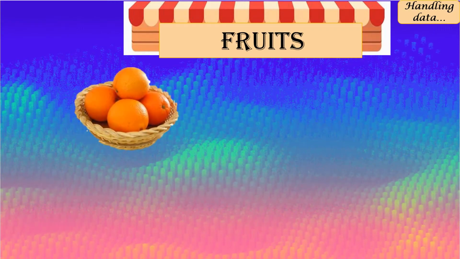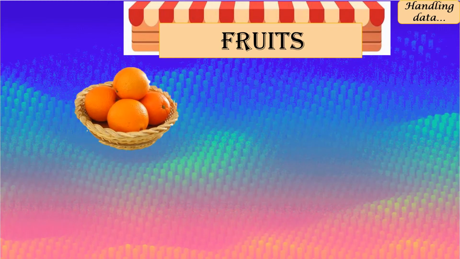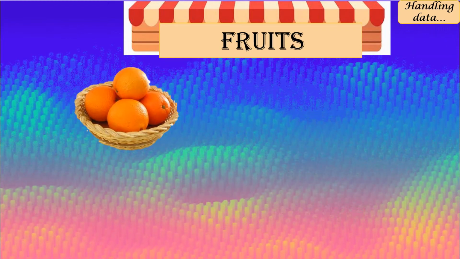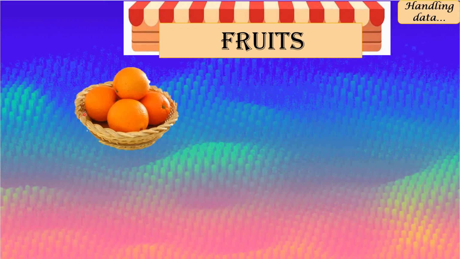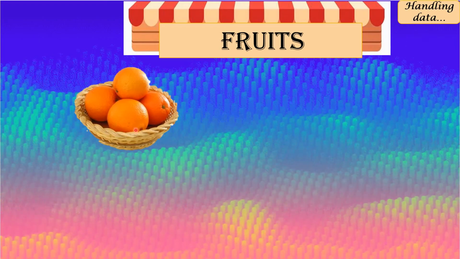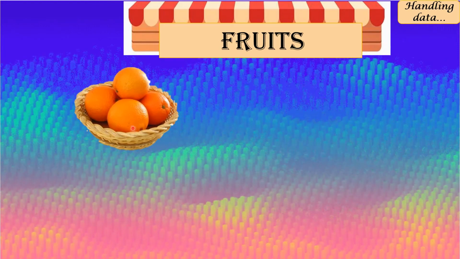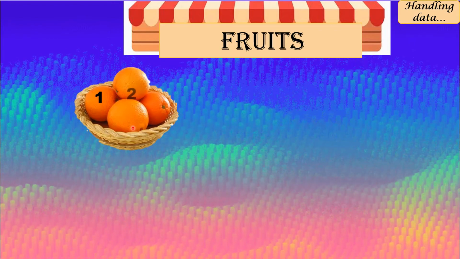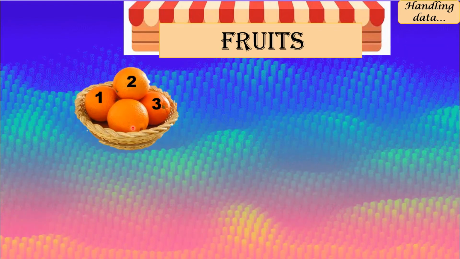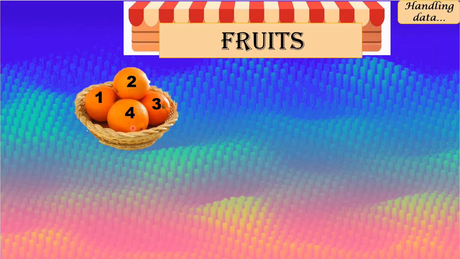Students, here is the introduction part for fruits. Now let us count how many fruits there are. You can see here which fruit? Yes, it's oranges. Now let us count how many oranges there are in this basket. 1, 2, 3 and 4. So there are 4 oranges in the basket.